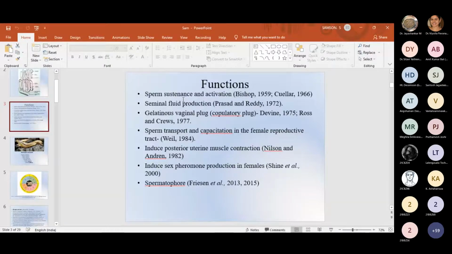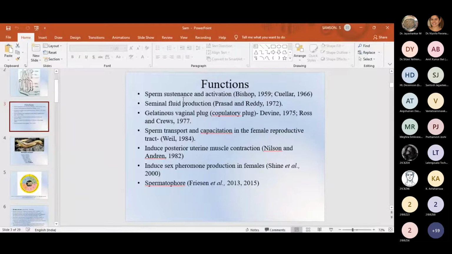And very interestingly, these granules form a plug in the vagina of the mated female, so that whatever sperm has been deposited should not leak out of the vagina. This is a very rare phenomenon in lizards, but it's quite common in snakes. It also supports capacitation. And very interestingly, these granules can even cause uterine muscle contraction to facilitate the movement of sperm inside the female body.